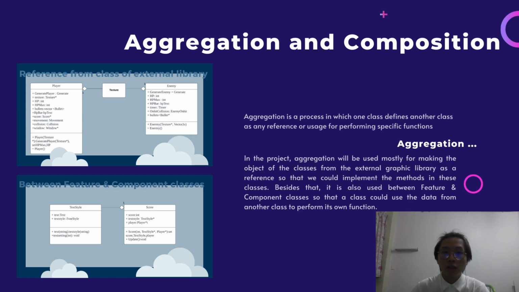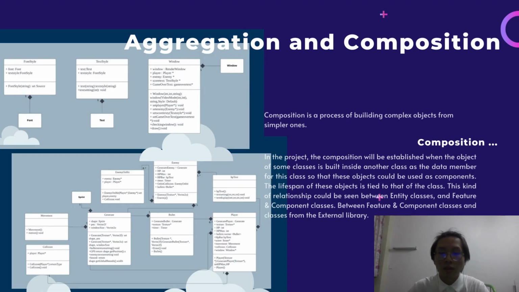Besides that, it is also used between the feature and component classes so that a class could use the data from another class to perform its own function. Next is composition. In this project, composition will be established when the object of some class is built inside another class as a data member, so that it can be used as a component.